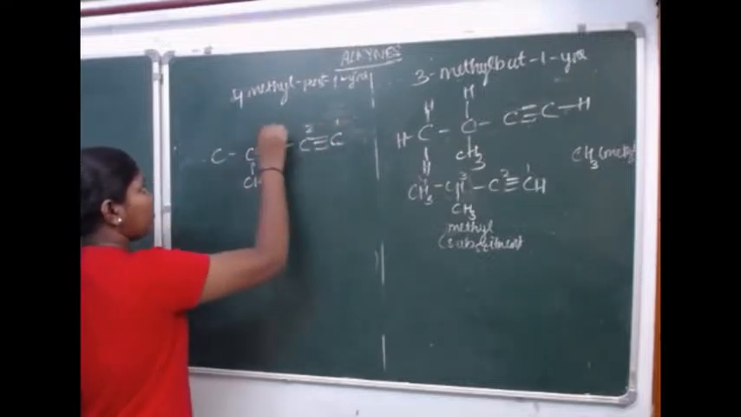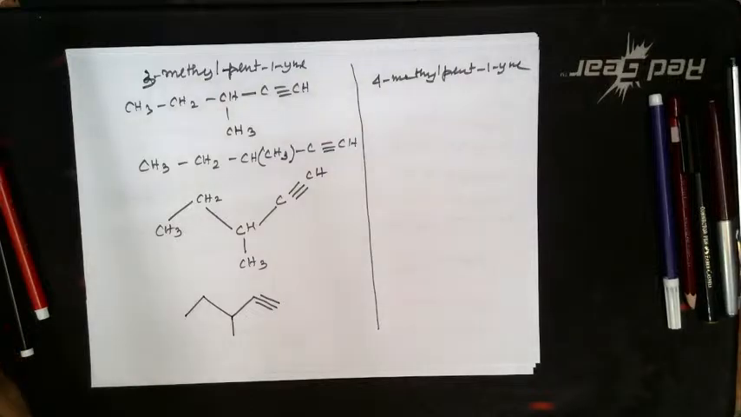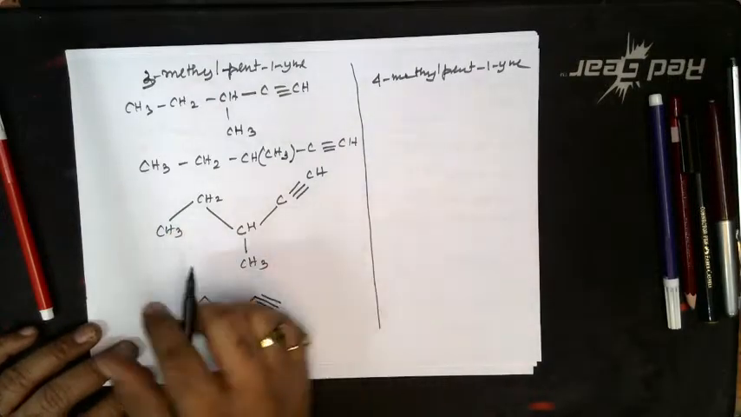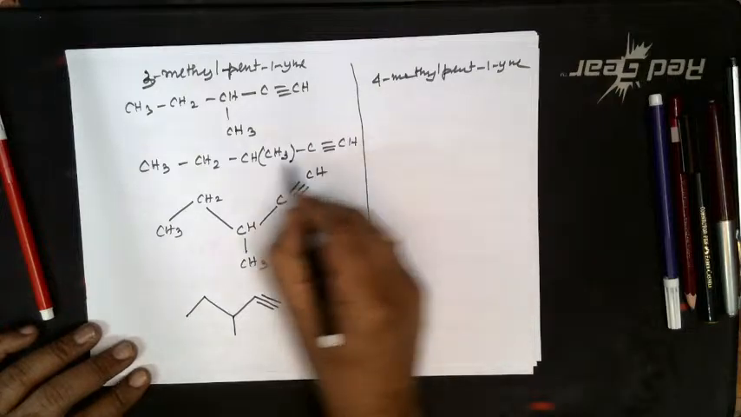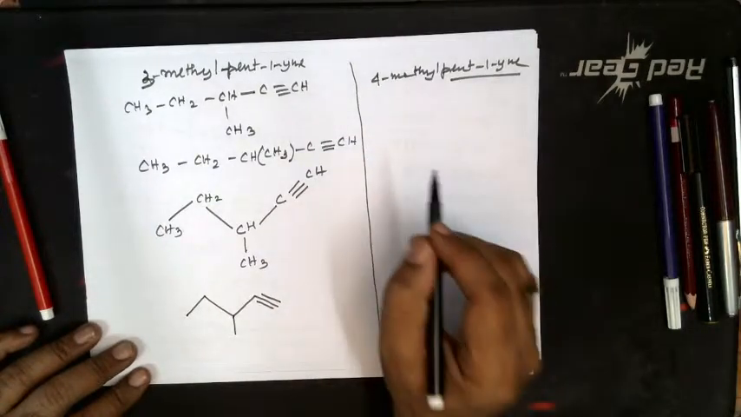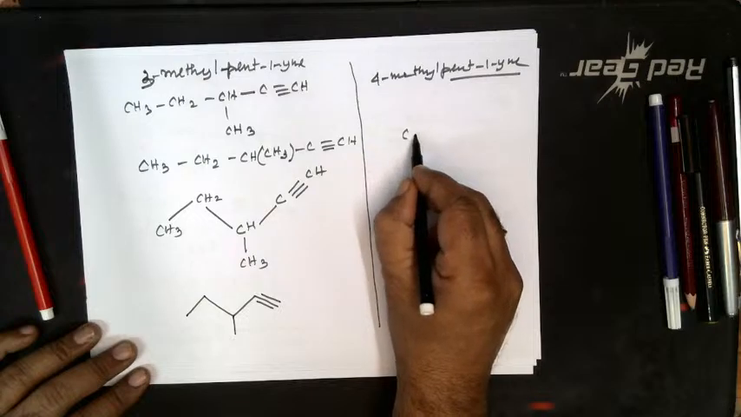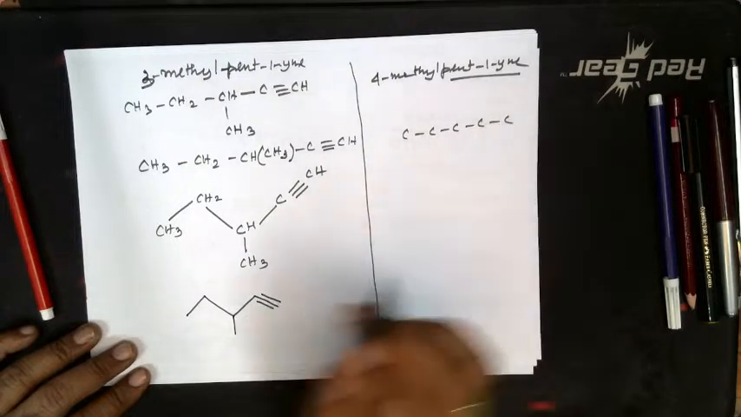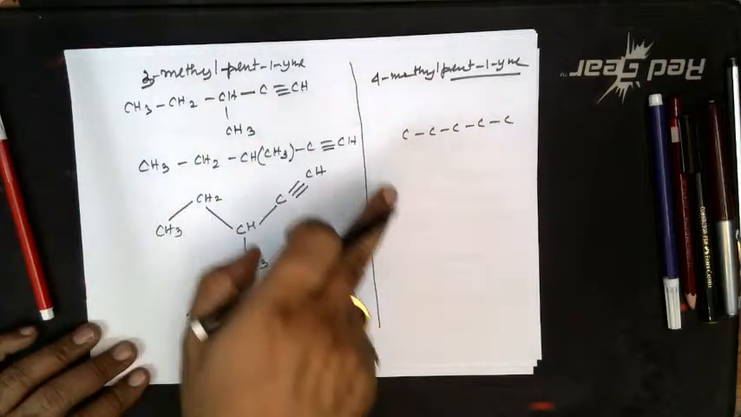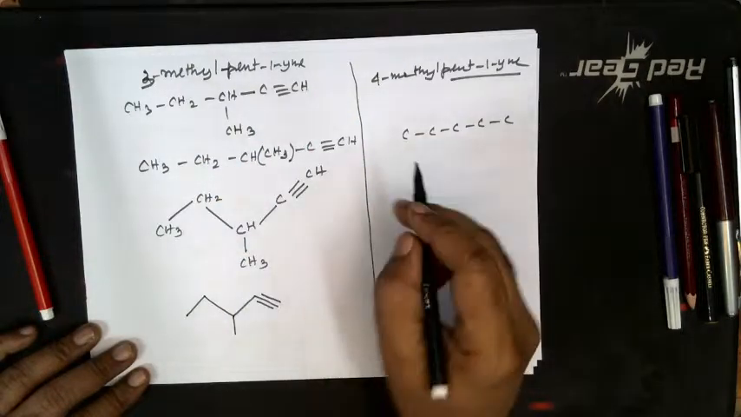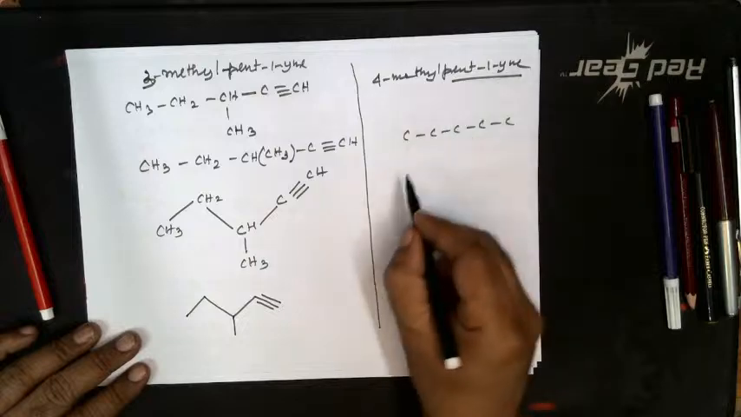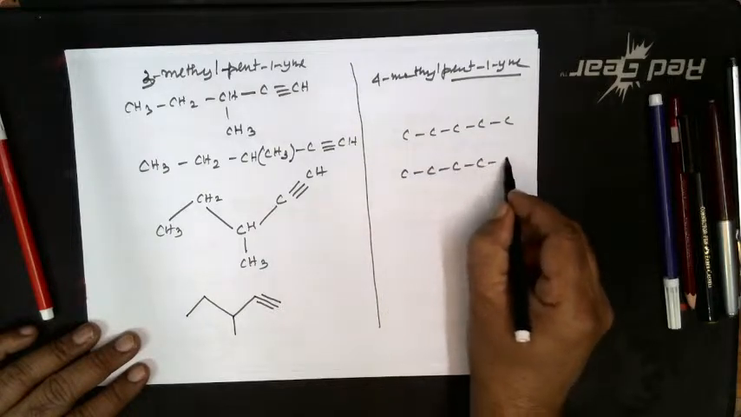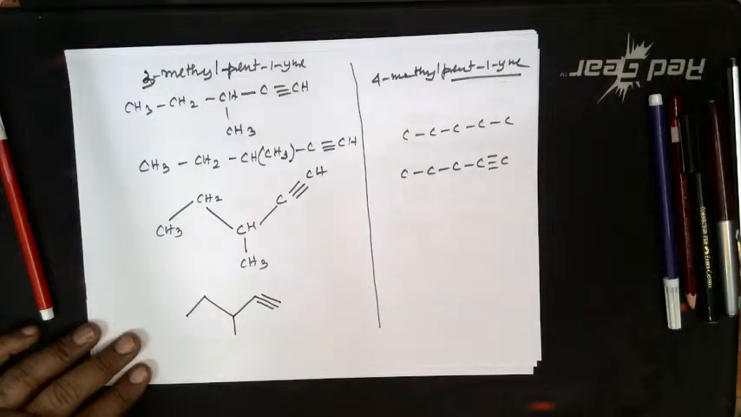I think you got confused. Let me write. You have to practice a lot. Listen to me very carefully. The same thing we are repeating now. See, pentyne. Pent: 1, 2, 3, 4, 5. This is the first stage. Hereafter you must write like this only. Then again, the "ine": put 1, 2, 3, 4, 5, triple bond. This is the second stage.